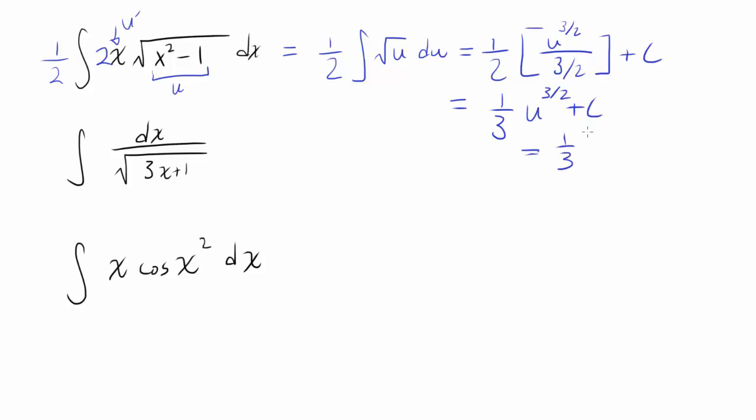And our u was x squared minus 1. So we have 1/3 times (x squared minus 1) to the 3/2 plus c. So that's our first one. Let's look at our second one.